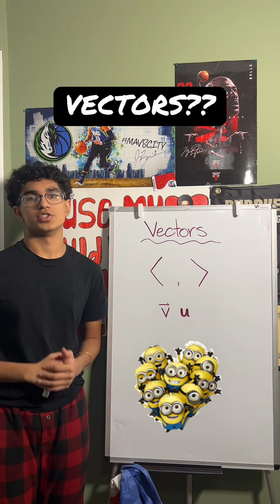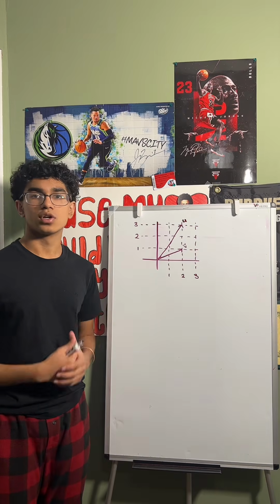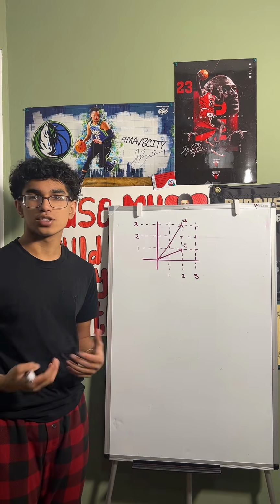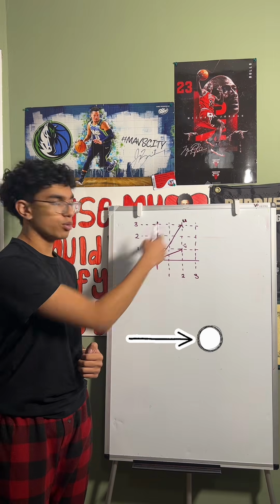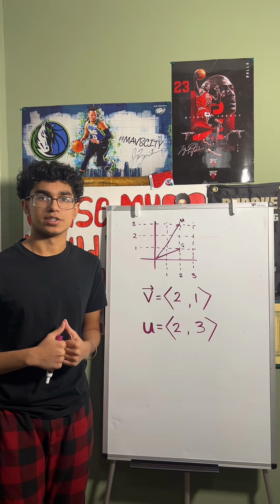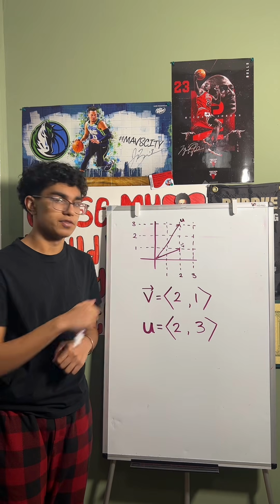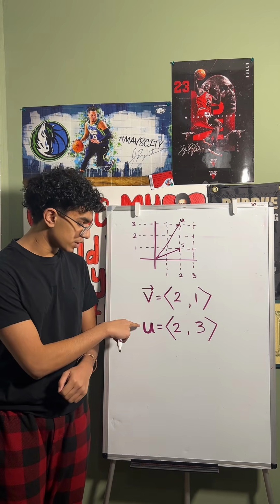Vectors are so much easier than you think they are. Right here I have a coordinate plane, and on this plane, vectors are basically just arrows pointing to the point. There's a couple ways to write out a vector. The first one is to put an arrow over the variable, and the second is to make the variable bold.